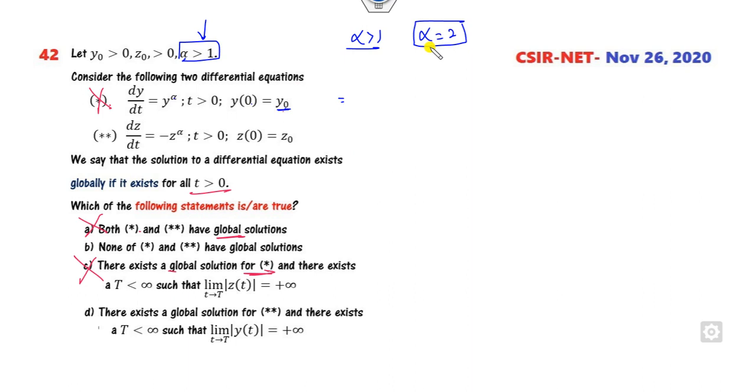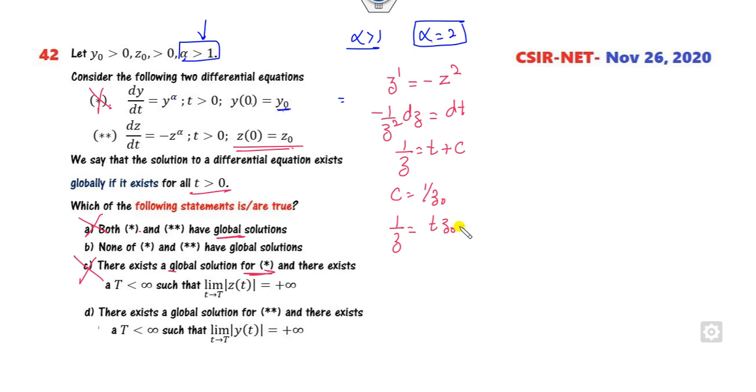So I can return this number as minus of this. So 1 over z is t plus c. By using this condition, c will be my here. So 1 over z, so t z naught plus 1 over z naught. So z will be my 1 plus. So can you find, if you find t is my minus 1 by, which is not greater than 0. Fine. Because z0 and y0 both are positive, so this is not there. So it means this solution exists for all t greater than 0.